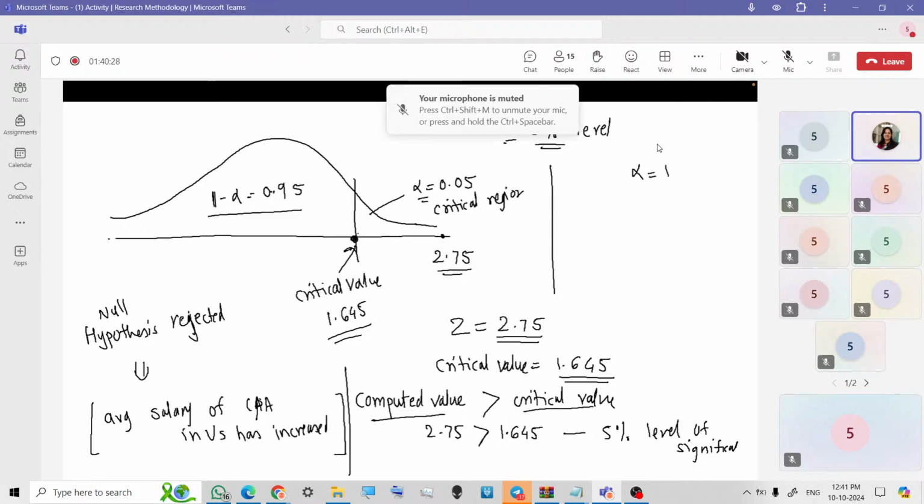This value we know, which is coming as 1.645. This is 0 over here. This is a positive value. This is a negative value. 2.75 is greater than 1.645, which is coming over here. Which is coming in which region? Rejection. So I'm rejecting my null hypothesis, which means that the average salary is not same, it has been increased.